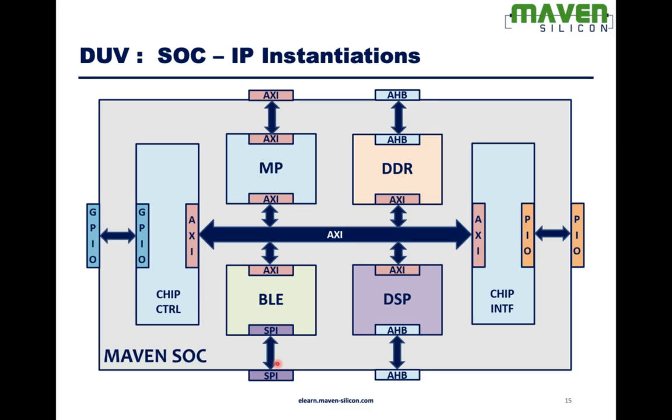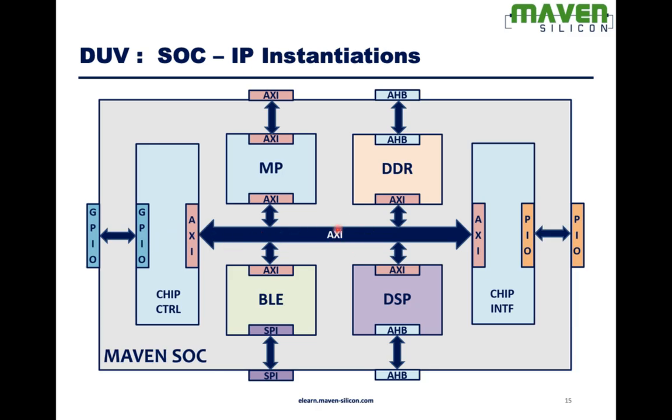Now let me explain how this SoC has been created. This SoC has various interfaces like GPIO, general purpose IO, AXI, AHB, PIO, parallel IOs, and SPI. These are all various pins. And this is how we have connected all the IPs inside. So the SoC has a chip control, which converts the GPIO values into AXI protocol. So basically all the values will be driven inside as per AXI protocol.